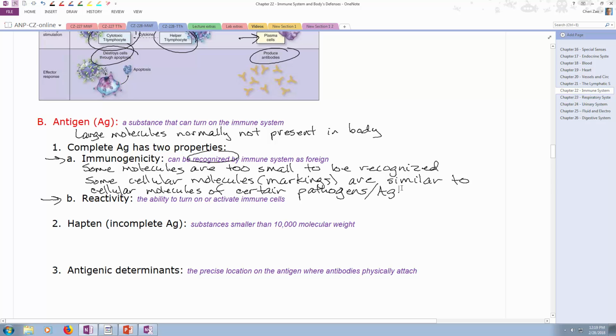Reactivity is the ability to actually turn on or activate immune cells. So it's really interesting. It's a two-step process. We have to recognize and then we have to turn on our immune cells in order for us to get a response. And this is a sequential activation process. And we are going to learn it requires T helper cells. This is a very T helper cell dependent process, reactivity.